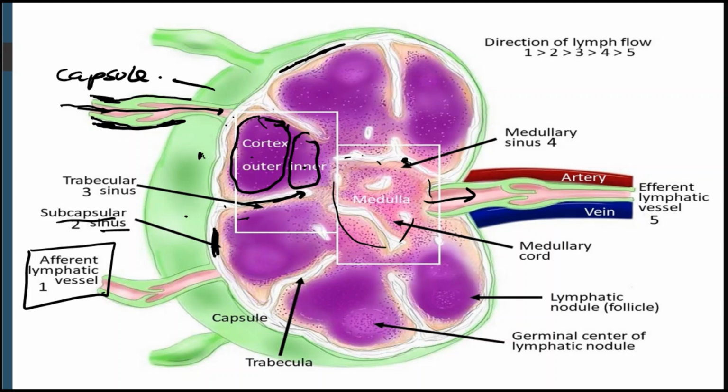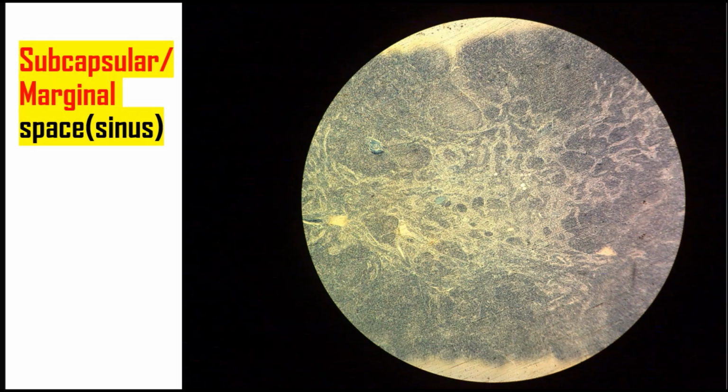Let's look at it on a histological slide. At low power, this is a lymph node. What you see here is the capsule. The capsule sends in trabeculae. The trabeculae are making these spaces, as you can see. These spaces are trabecular sinuses.